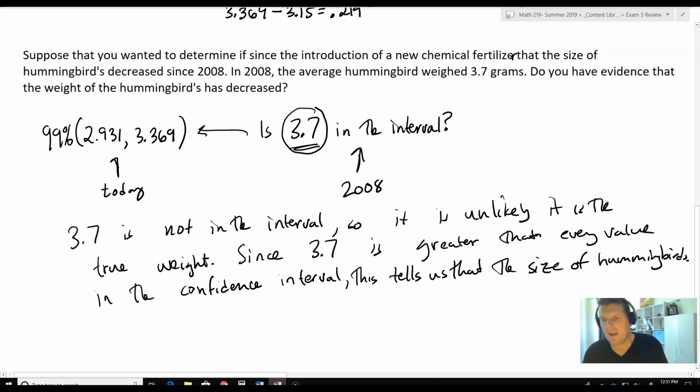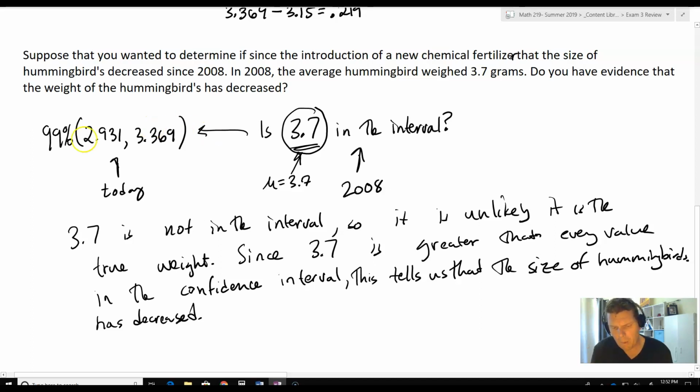This is basically, we've rejected the null hypothesis. This was the null, like mu equals 3.7. Since it's not in the confidence interval, I'm going to reject it. And in fact, since the confidence interval is completely below 3.7, what that tells me is that the value for mean hummingbird weight has actually decreased.